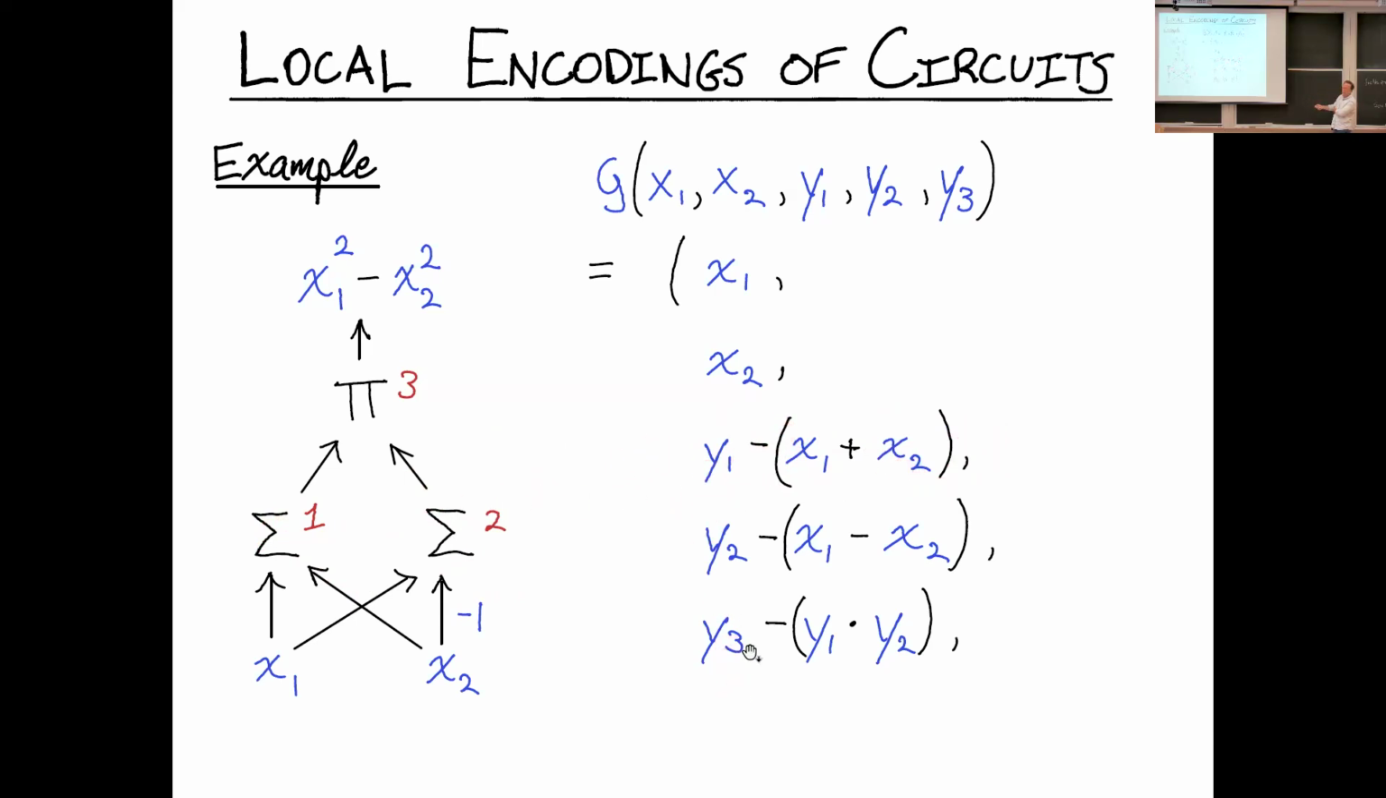You do the same thing for the other 2 gates. And then finally, we need some extra output. We might as well include the variable that corresponds to the output gate. So this is the kind of construction that we use to make everything very low complexity.